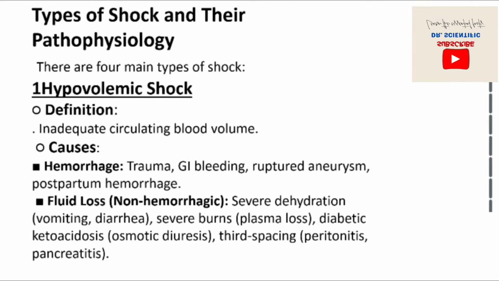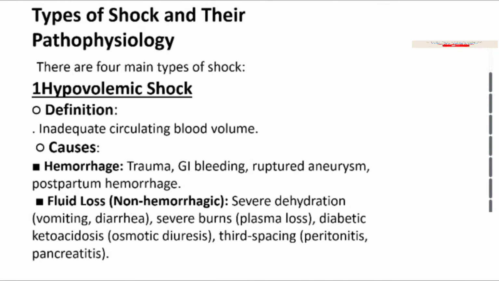Under the types of shock and pathophysiology, there are four types of shock. The first one is hypovolemic shock, which is inadequate circulating blood volume. Like there's a little amount of blood, which causes the blood volume to be low. And causes of this might be hemorrhage, which is a significant amount of blood loss.